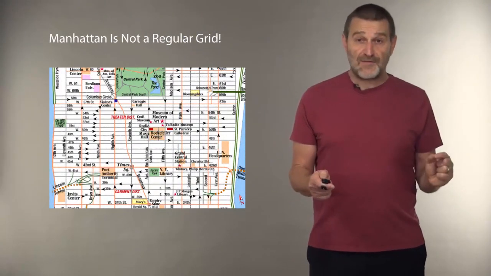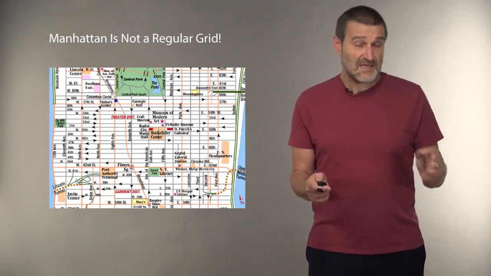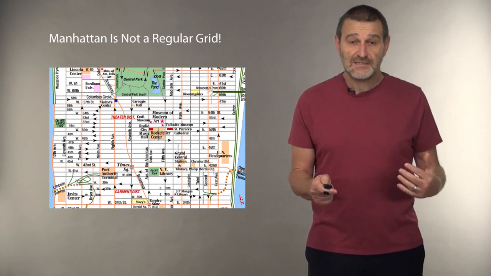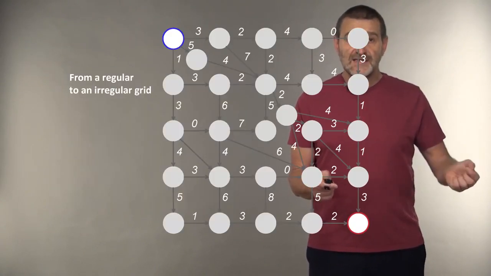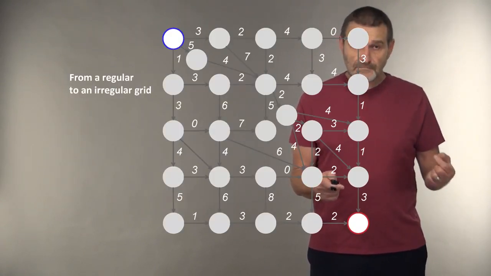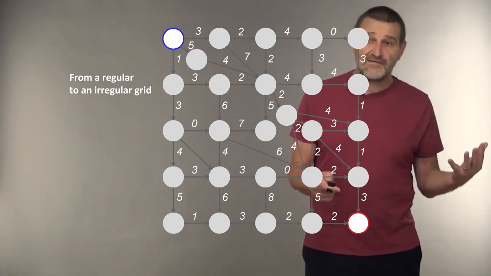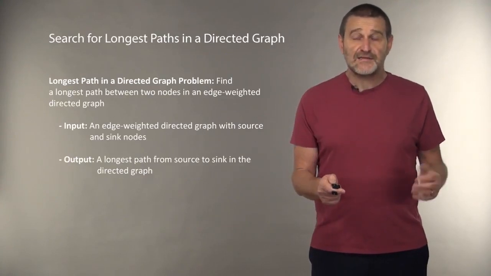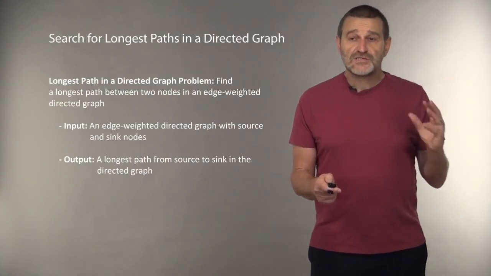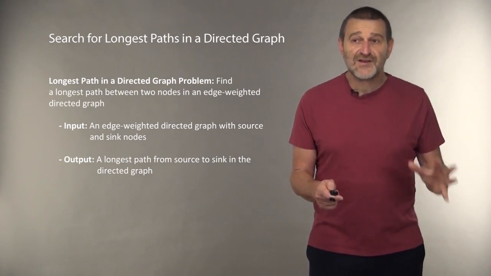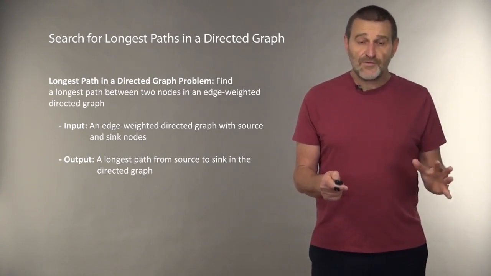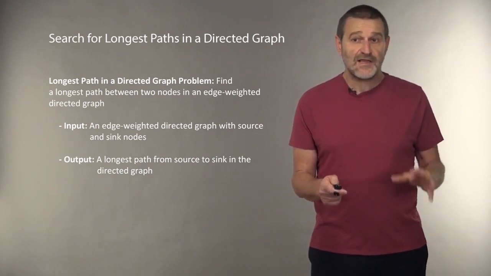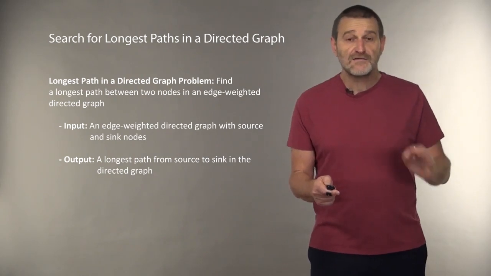Another thing we need to keep in mind is that Manhattan is not a perfect rectangular grid. Broadway cuts across. And we can model this grid as an arbitrary graph where edges can go from whatever vertex to whatever vertex. And how do we travel in this grid? To travel in this grid, we need to solve the longest path in a directed graph problem, where the input is an edge-weighted directed graph with source and sink nodes, and the output is simply a longest path from source to sink in this graph.